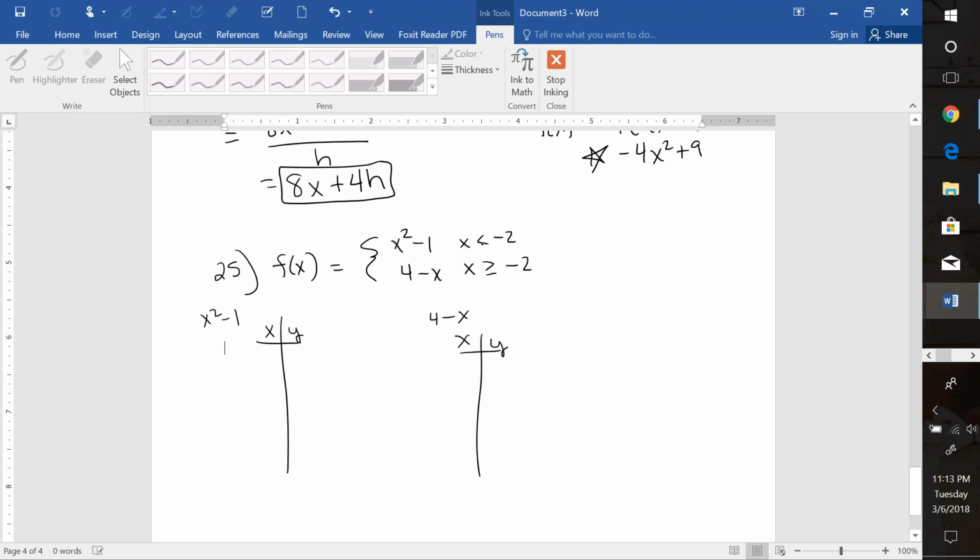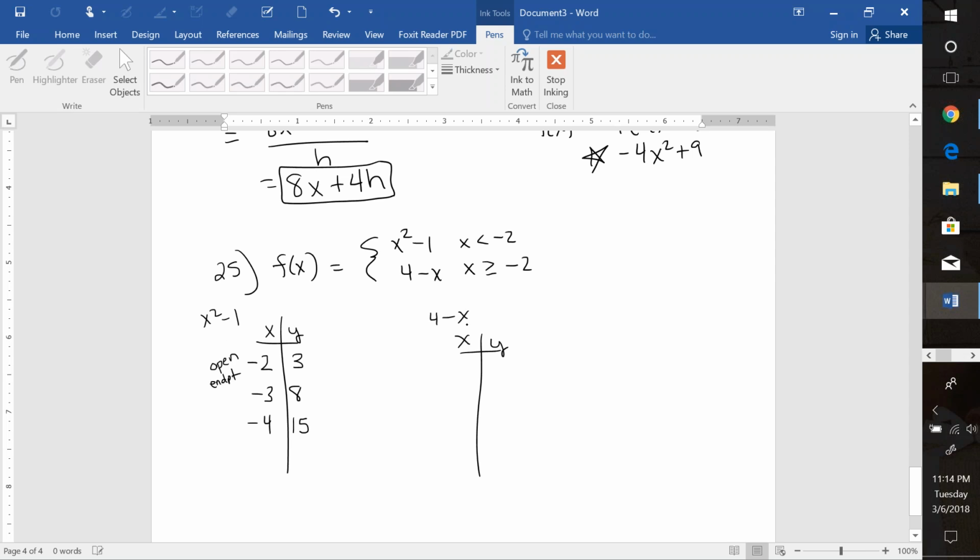The part you have to worry about, though, is the domain. This says you want to keep your x's less than -2. Now, we do also want to include -2, even though it's not equal to here, because it's our endpoint, and it's going to be an open endpoint because there's no equal to. Then less than -2 would be -3 and -4. So if I plug those in, -2 squared is 4, minus 1 is 3. -3 squared is 9, minus 1 is 8. -4 squared is 16, minus 1 is 15.